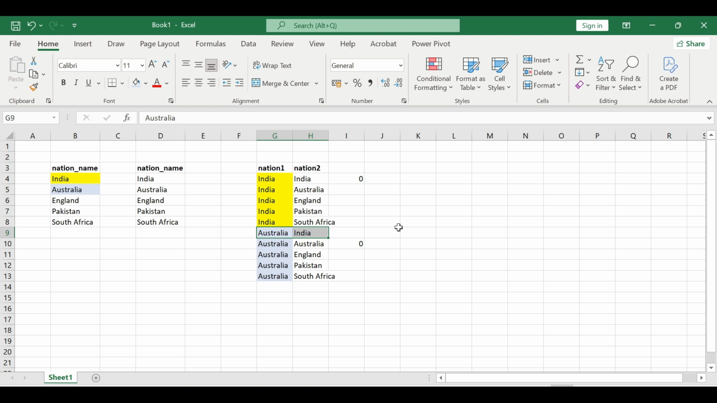Now let's see how we can exclude such cases. If we look at this combination India versus India, then both these strings are equal. So we have to exclude this. That means we have to put a condition that both these strings should not be equal.